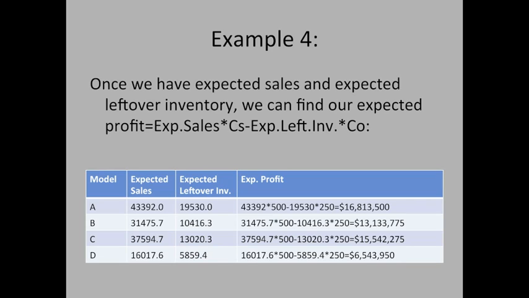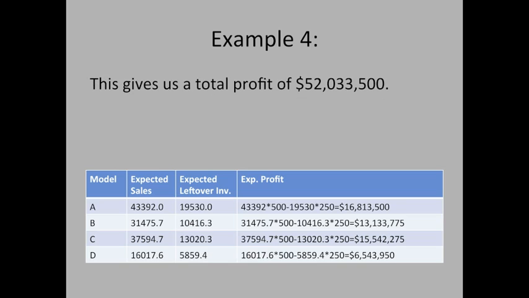Cost of overage is what we lose by ordering one too many items. So we're going to have to calculate these. Our expected profit is going to be expected sales times cost of shortage minus expected leftover inventory times the cost of overage. We sum up the expected profit for each of these models, and we find that we have a total profit for all of these models of about 52,033,500.